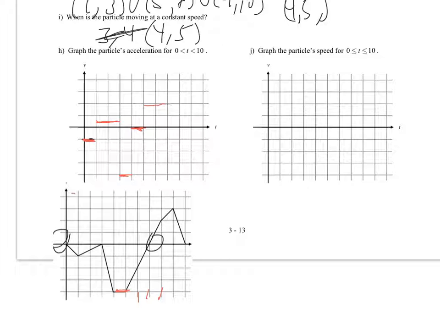6, 7, 8. And then I'm seeing a slope of 1 between 8 and 9, then I'm seeing a slope of -3 between 9 and 10. And that's the graph of the acceleration for these line segments.